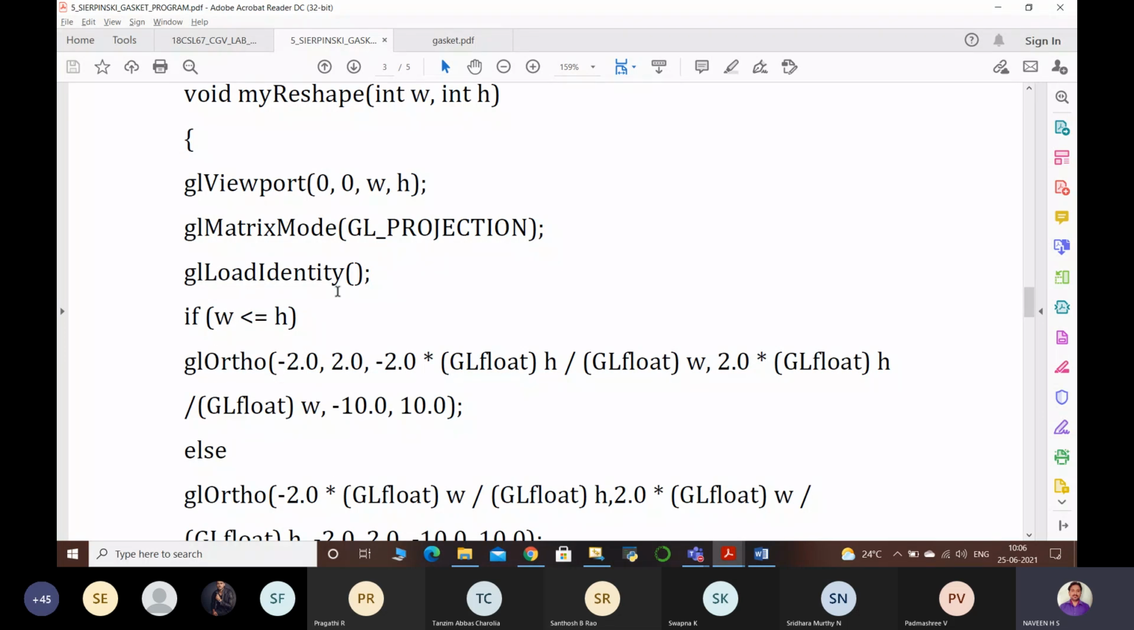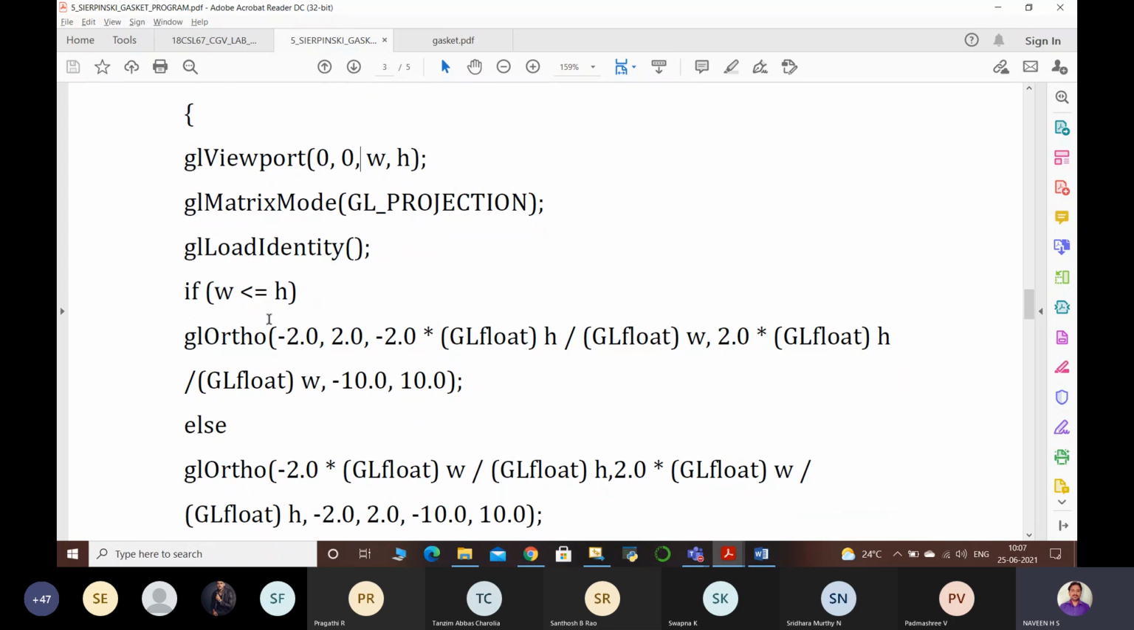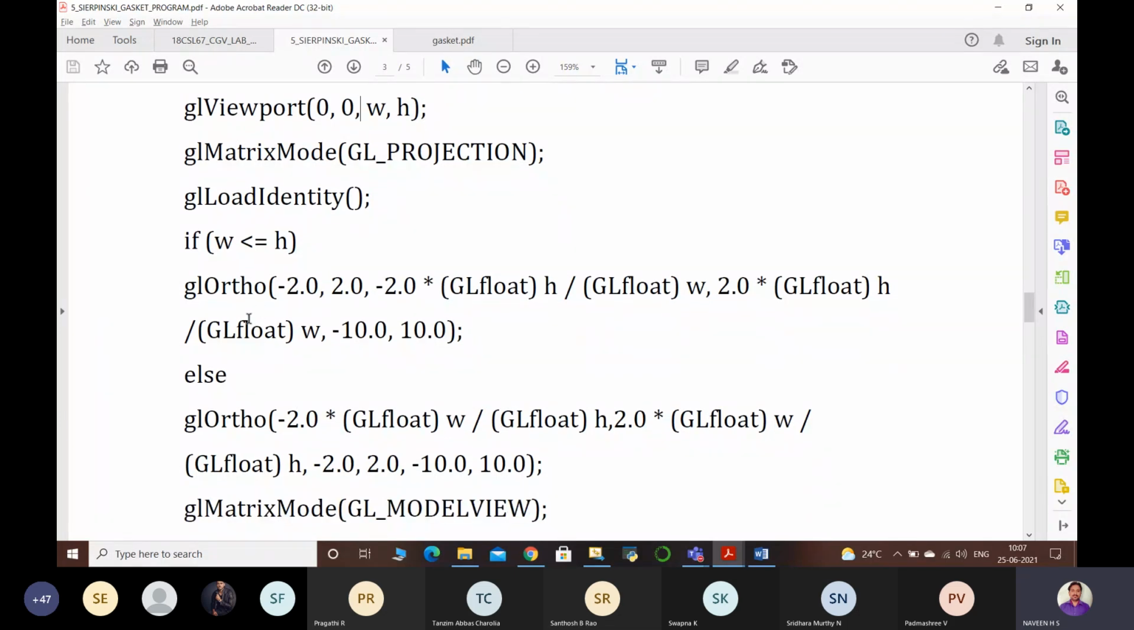Next, glLoadIdentity. This glLoadIdentity is going to erase the previous matrix information, so it will not keep any previous iterations or previous program information. If anything is stored or left out, it erases that information. Using glLoadIdentity, it is reset to 0. Next, if width is less than or equal to height, or any case where changes happen with respect to width or height of the object, we use this to calculate my new values.